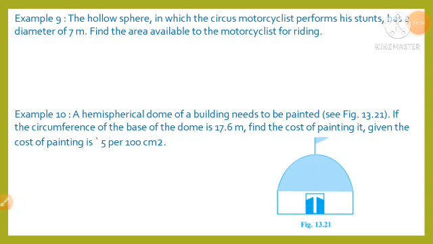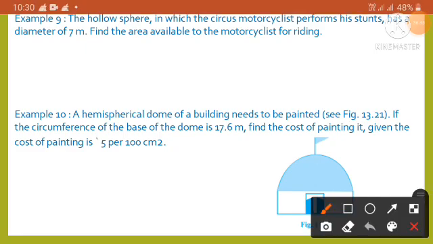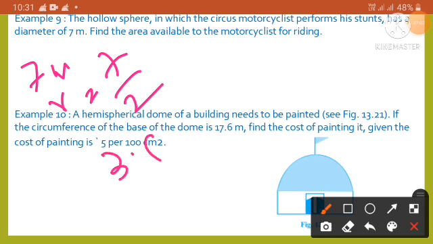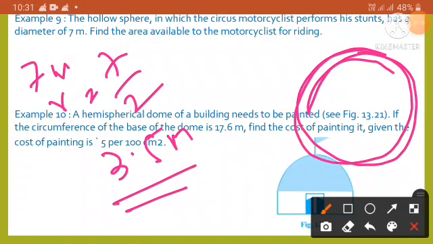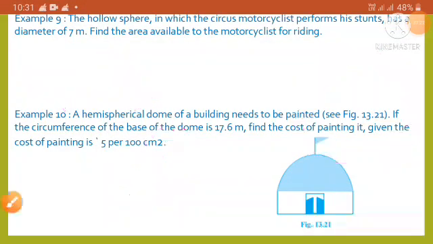The hollow sphere in which the circus motorcyclist performs his stunts has a diameter of 7 meter. Find the area available to the motorcyclist for riding. Okay. So here diameter is 7 meter. So radius will be 7 by 2, that is 3.5 meter. Now it is the hollow sphere. Motorcyclist performs his stunts on this area, yes, that means we have to find out the curved surface area here.